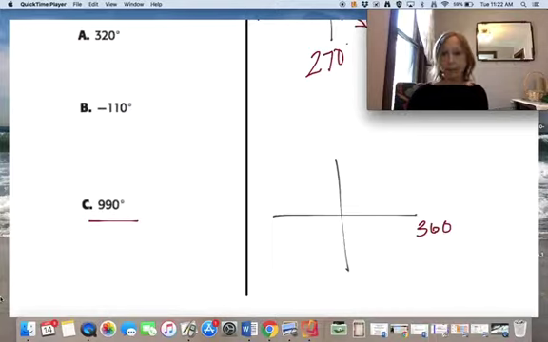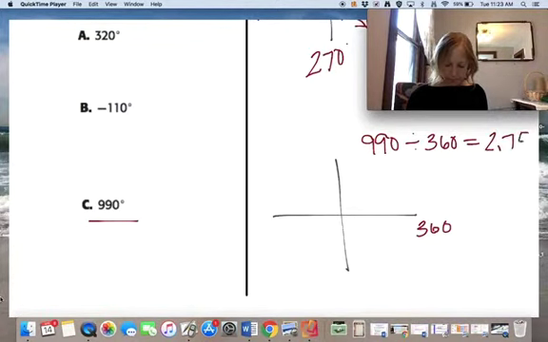more than that. So what I like to do before I even start ones like this is I like to figure out, well, how many rotations am I making? So I would take 990 and divide it by 360. And when I do that, I get 2.75. So I know I'm going to go around the circle 2 whole times and 0.75 more.